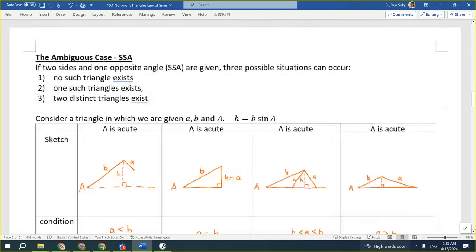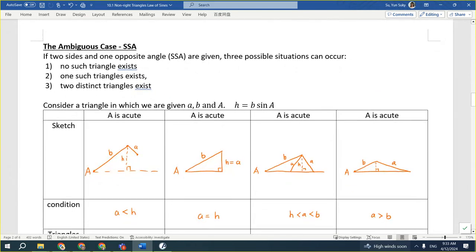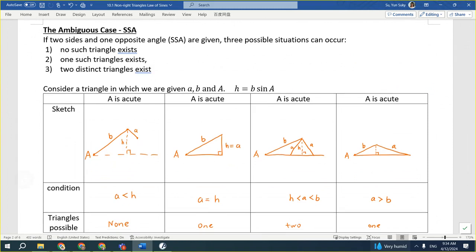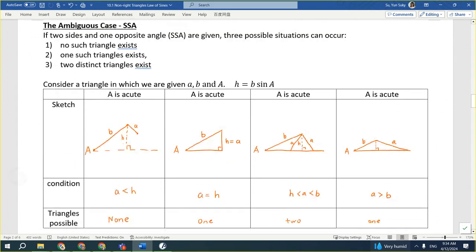Okay, good. Next one is a harder case. It is the side angle: two sides and the angle opposite to one of them. Here we have three possible situations. One, no such triangle exists. Two, one such triangle exists. Three, two distinct triangles exist. So let's look at the cases.